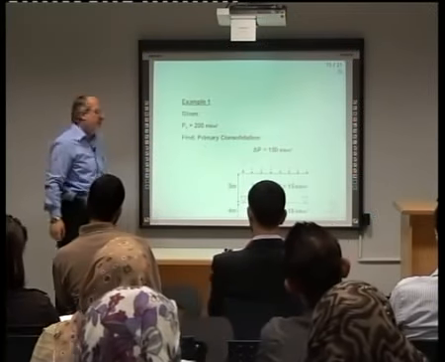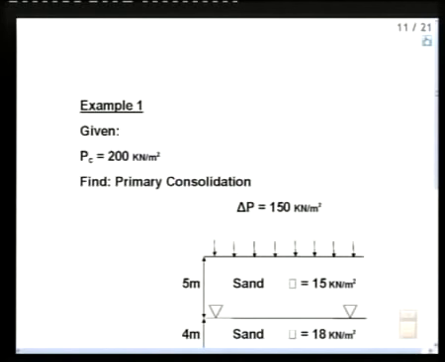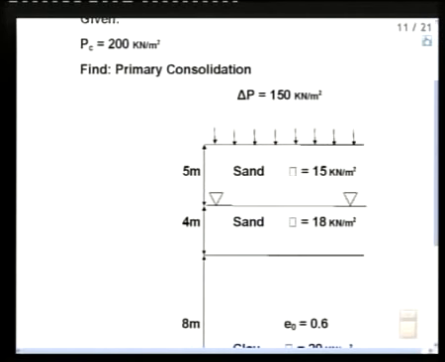Example. Let us go for an example. Given 5 meters sand, gamma 15 kilonewton per meter cubed. What does this mean? Water. I have sand. Gamma is 18 kilonewton per meter cubed. Why sand here? Two layers. What is the difference between them? This is dry. This is saturated, guys. Remember. Okay. Then 4 meters.